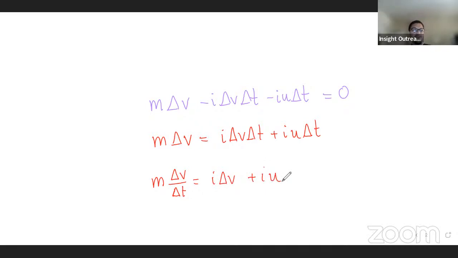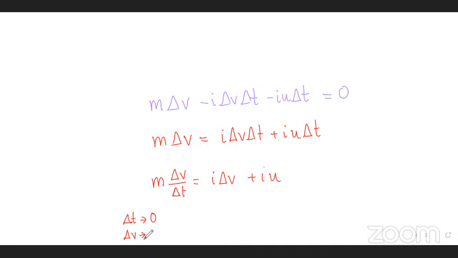Yep. And then normally, what would we do to the time interval? Anyone guess from their A-level classes? What would happen to the time interval? It goes towards 0. So if the time interval goes towards 0, what happens to the change in velocity? Also approaches 0, yeah. As the time interval goes to 0, so does the change in velocity.